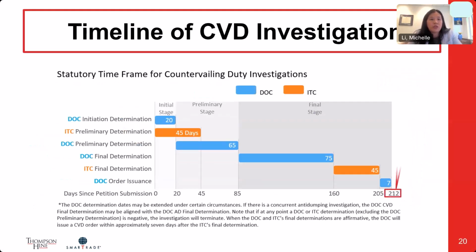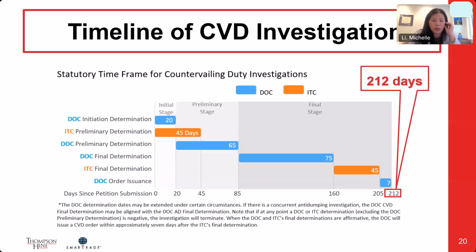This slide is just talking about the CVD version of the investigation. It's relatively similar to the AD investigation, except the timeline is shorter. You will see the same time for initiation, 20 days or so, and 45 days for ITC to make a preliminary injury determination, then a shorter time for Commerce to make a determination on the subsidies and subsidy margins.